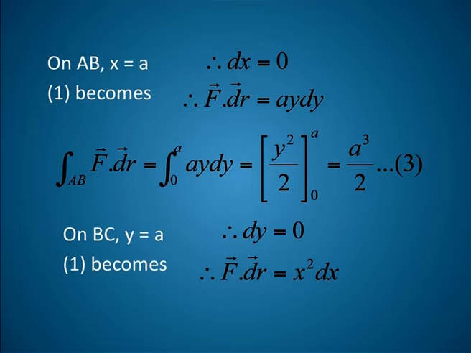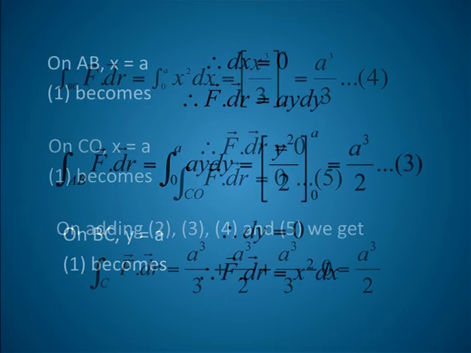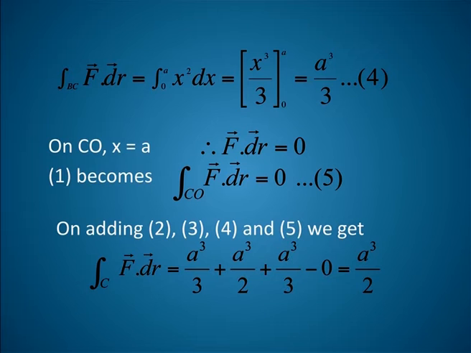Similarly, on the third part of the integral towards BC, we have y is equal to a, therefore, dy is equal to 0 and f dot dr becomes x square dx. The integral of f dot dr becomes integral 0 to a of x square dx, that is x cube upon 3 from 0 to a, that is a cube upon 3.